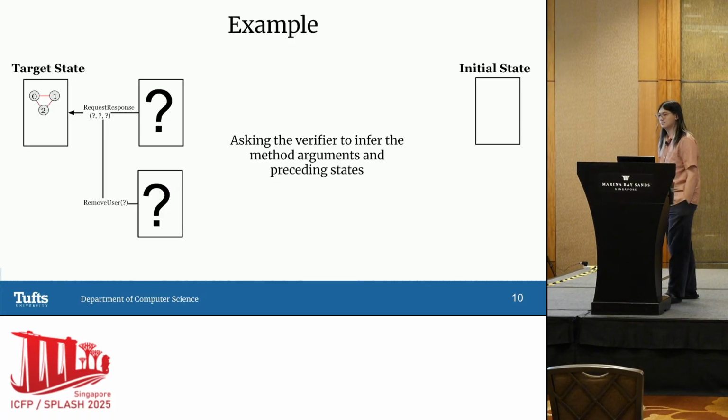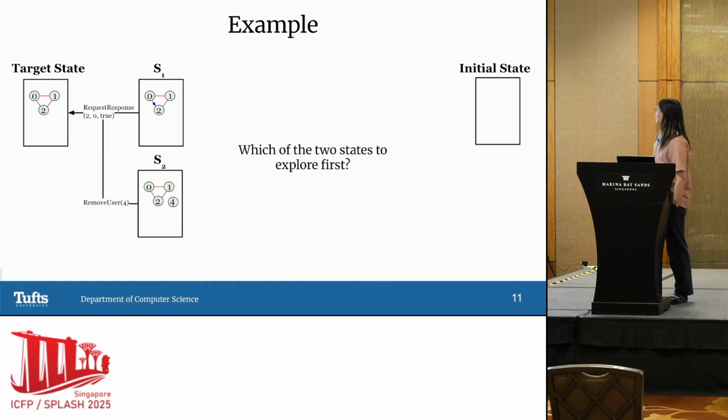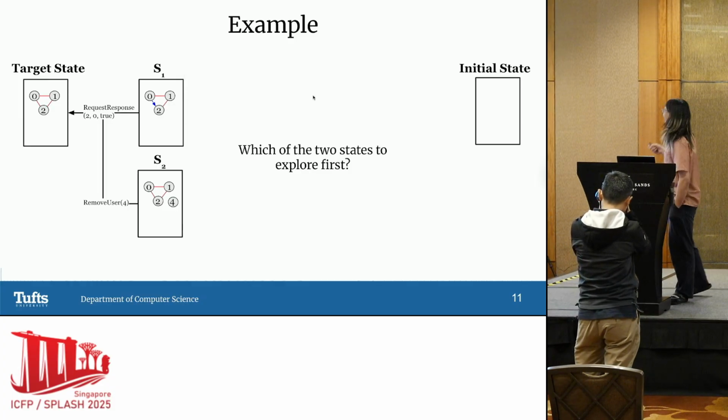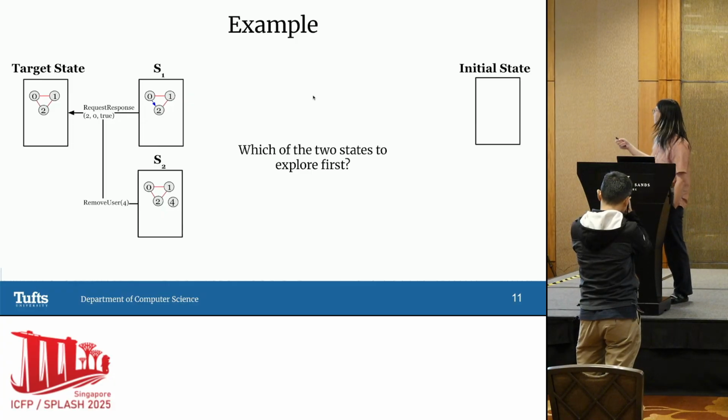And we can ask the Dafny counterexample generation to synthesize the concrete heap state, which is the state where user 2 needs to respond to user 0's friend request, and state 2 where we need to remove the extra user 4.